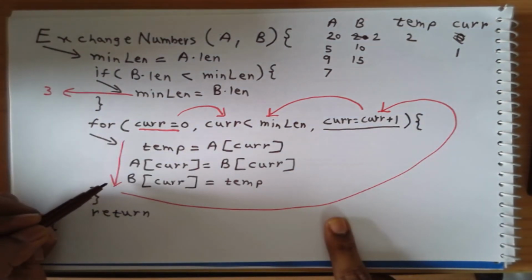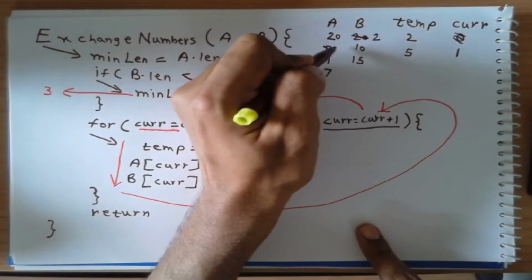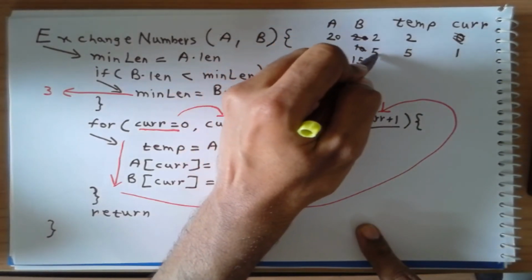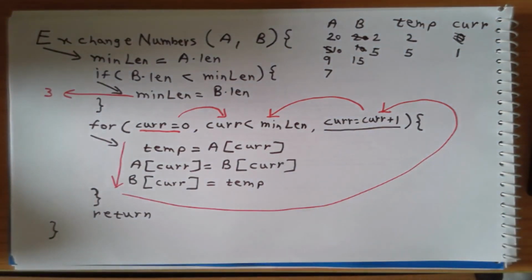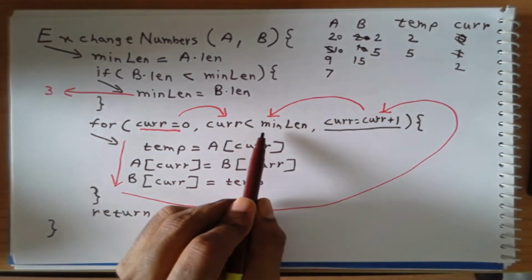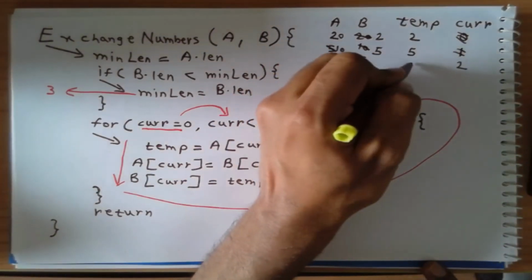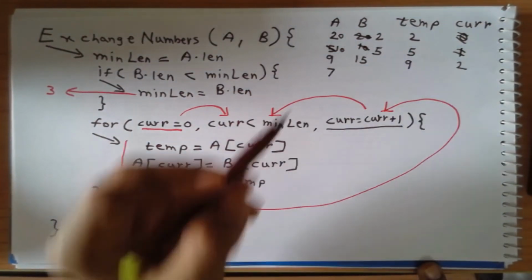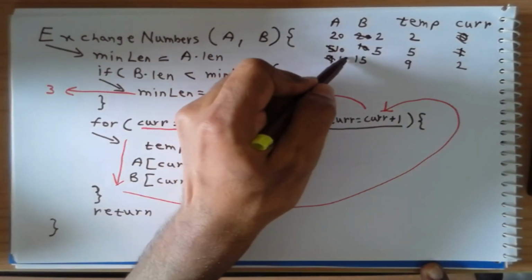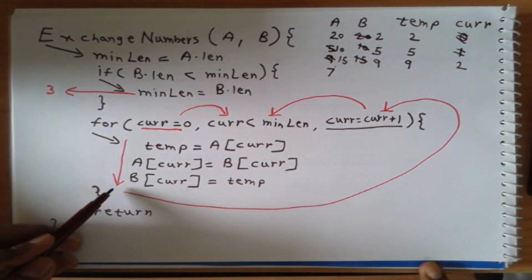And this time what will happen is my temp will be set to now 5, and then 5 will become 10, and then 10 will become 5 after I execute these 3 statements. And then again we'll come back to the bookkeeping operation, and this will now become 2. We'll ask the question, is 2 less than 3? Yes, it is true. So we'll come inside, and now temp will be set to 9, and then 9 will be replaced by 15, and then 15 will be replaced by 9. Okay, that's what will happen when we come to the end of this block.